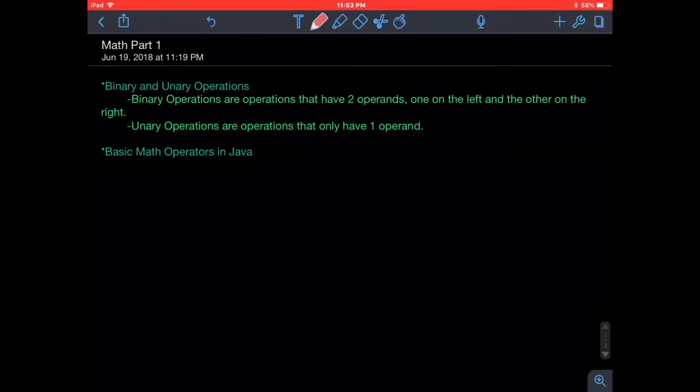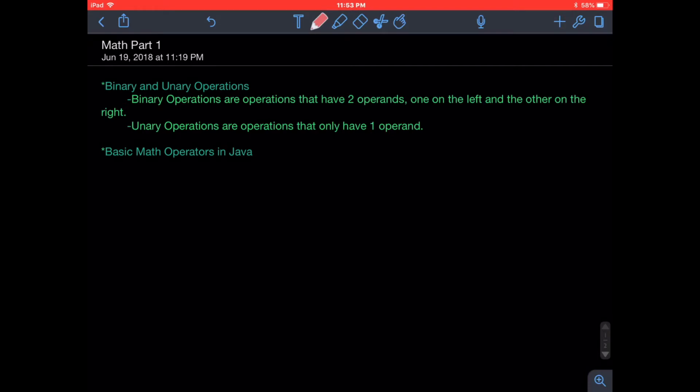Okay, so in this video, we're going to be getting into the whole math section of Java, and in this video, we're going to particularly look at the first part of math. So, binary and unary operations. Binary operations are operations that have two operands, one on the left-hand side and one on the right-hand side.